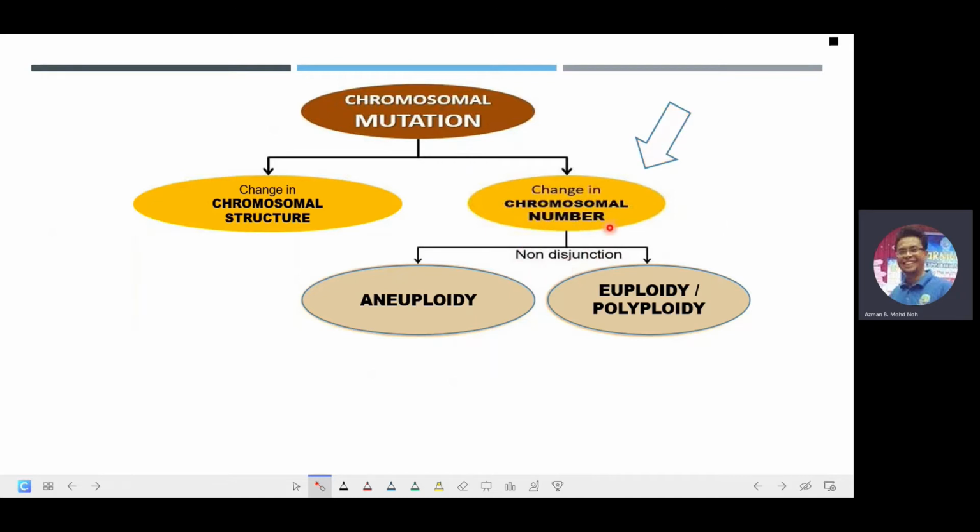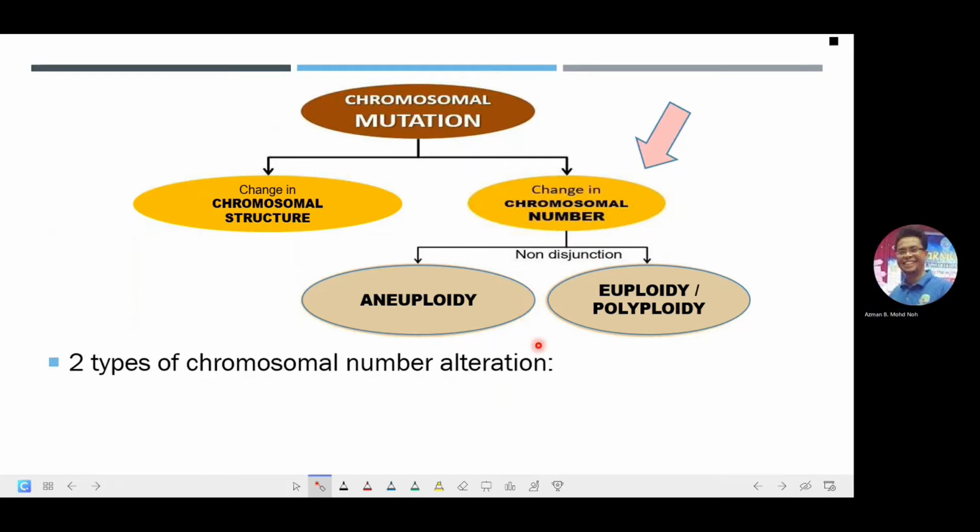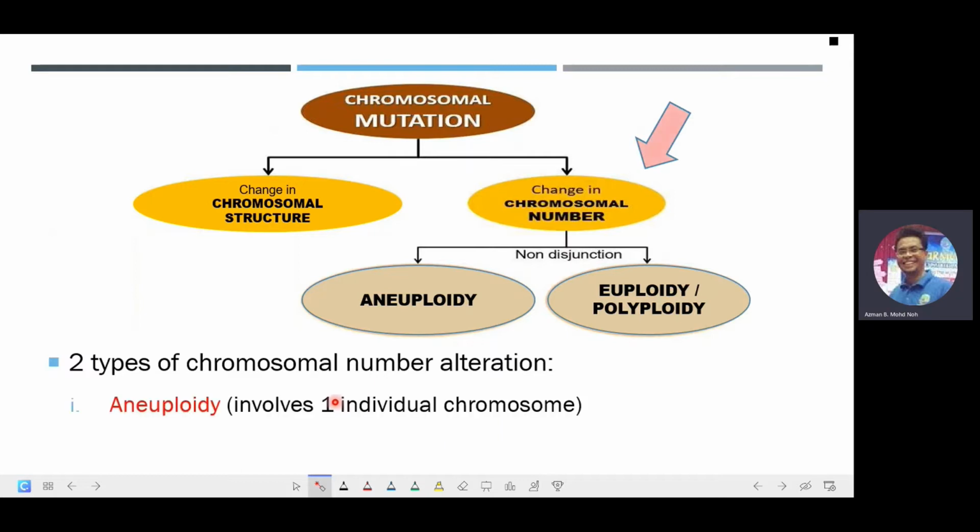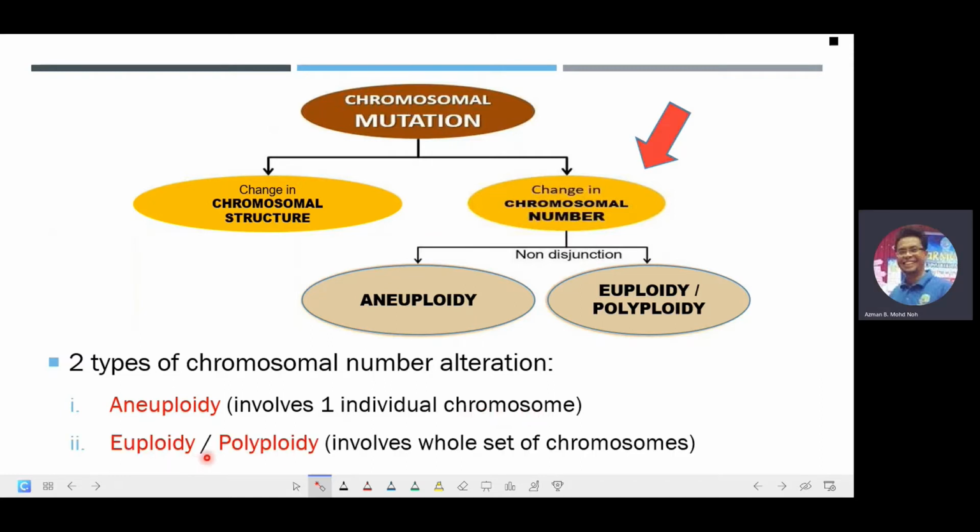And so now we know that Nondisjunction is the main factor that causes the change in the chromosomal number. And there are two types of the change. Number one will be aneuploidy. Aneuploidy will be a type of change in the chromosomal number, but it involves only one particular type of chromosome. While the second one will be euploidy, and we can also focus on the polyploidy, in which this type of change will involve a whole set of chromosomes.